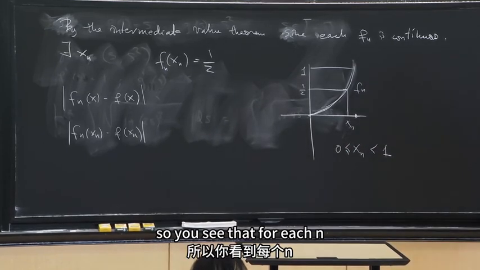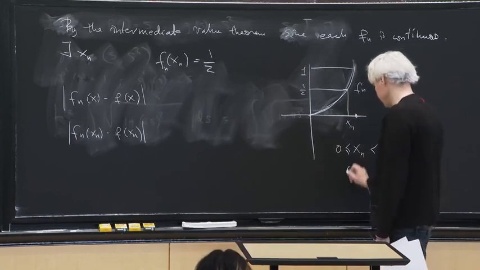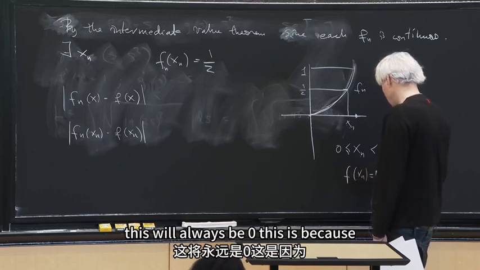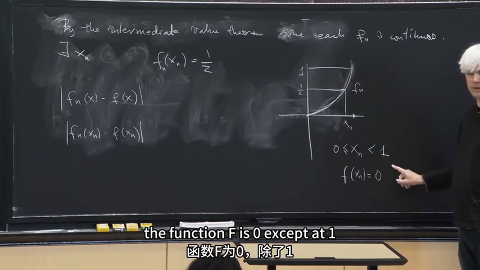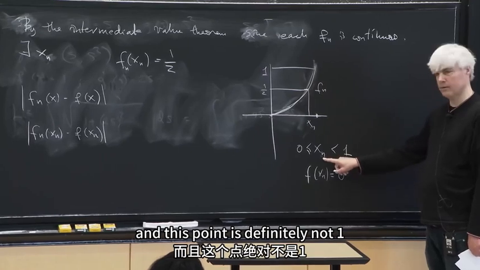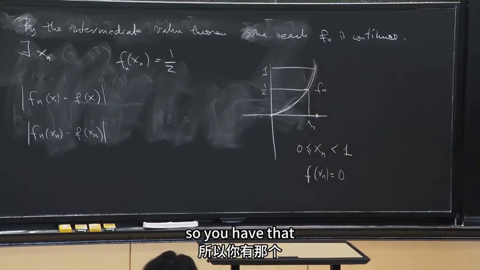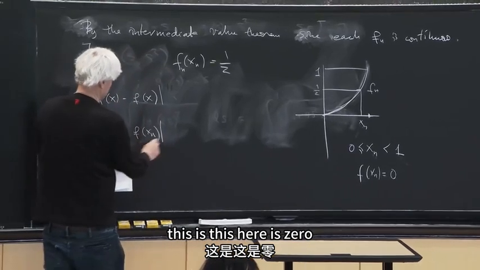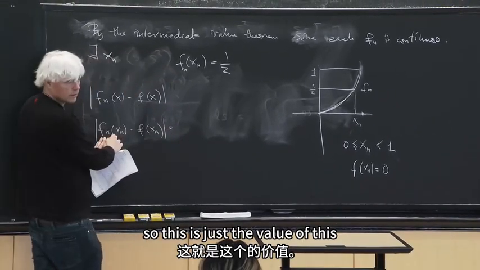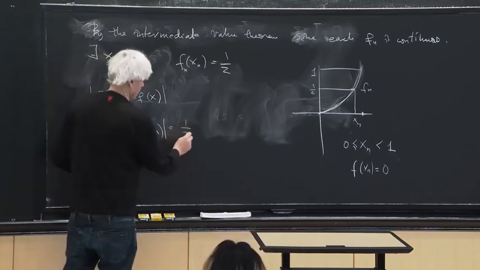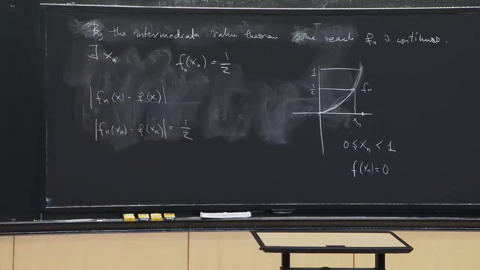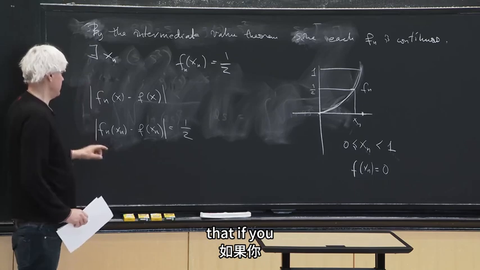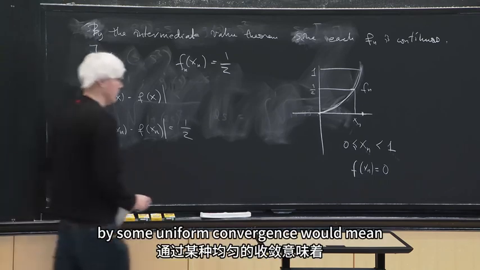Right? So you see that for each n, this function f at xn will always be 0. This is because the function f is 0 except at 1, and this point is definitely not 1. Right? So this here is 0. So this is just the absolute value, but that's actually a half. So this is always a half, right?